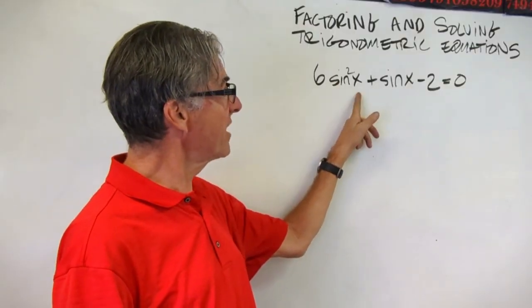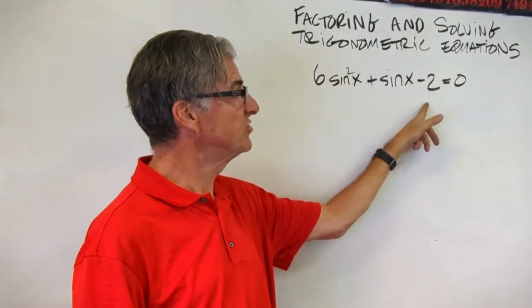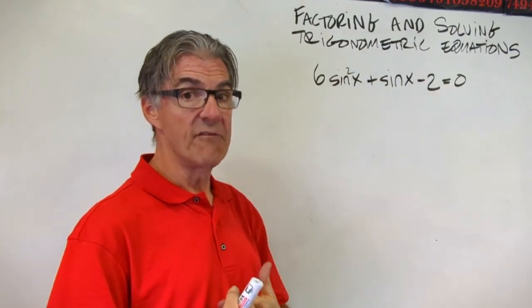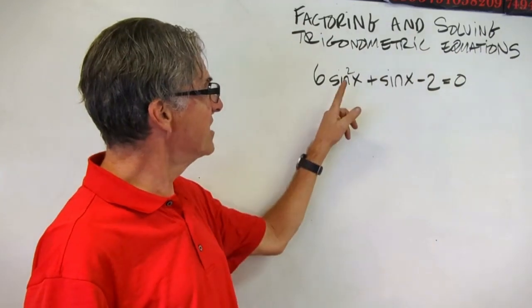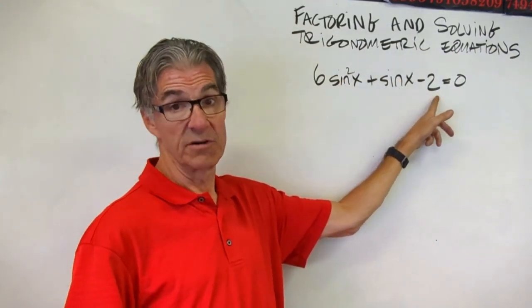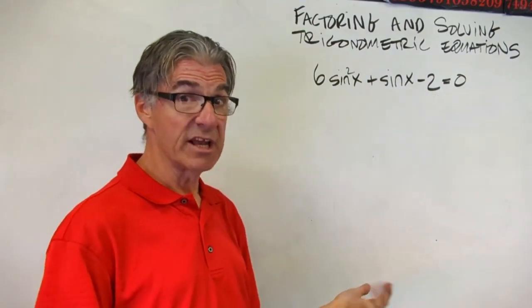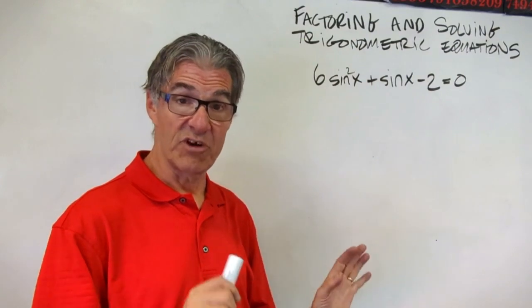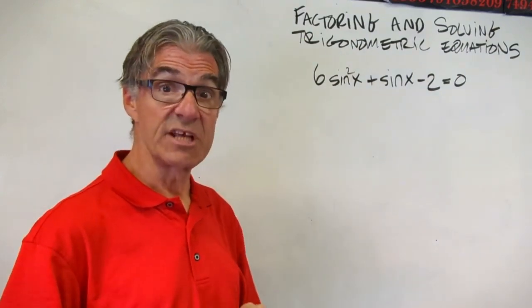6 sine squared x plus sine x minus 2 equals 0. Now your clue that you need to factor and solve like a quadratic is that you've got your squared term, your regular term, and your constant term. So this actually is a quadratic equation in disguise. We've got the sine x in there that makes it look a little strange. So our first step is to do a little substitution.